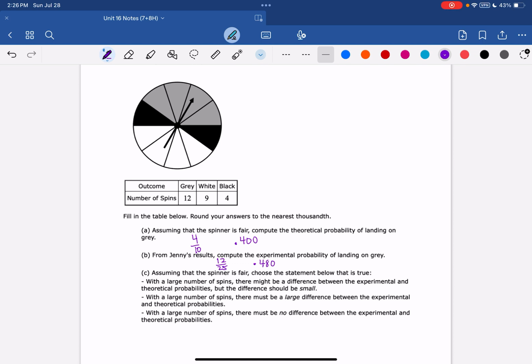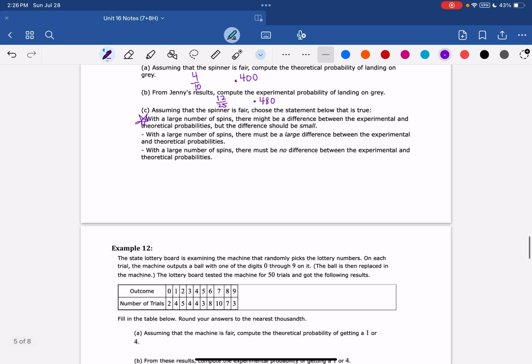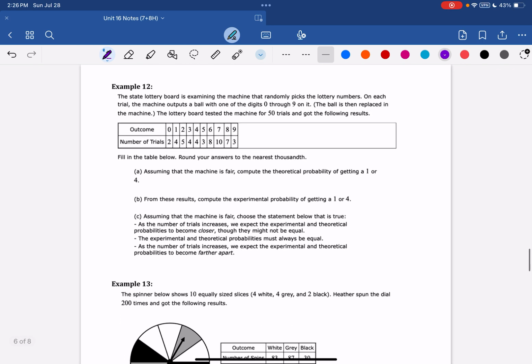Well, there's probably going to be a little bit of human error in there. Maybe the spinner isn't exactly perfect, but if you do it enough times, you should get pretty close to theoretical, but you probably won't be exact. Okay, so you'll get close, but maybe not exact.